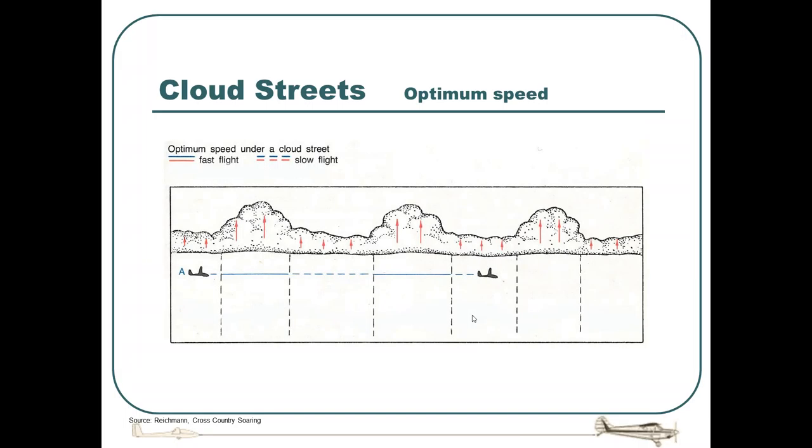Right, here I'll talk a little bit about the optimum speed to fly between clouds on a cloud street, or under clouds like this. If you're flying from A to B and you're flying fast, you'll probably only get that far. But if you fly in this dolphin pattern, where in the sink you speed up, in the lift you slow down, you speed up where it gets less strong, you slow down where it gets strong again, you're going to achieve a higher speed than just flying straight from point A to point B. This is called dolphin flight.